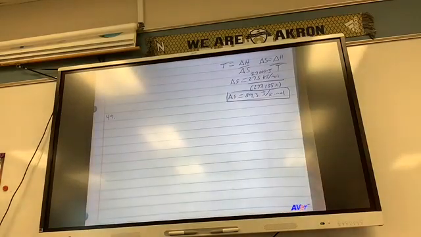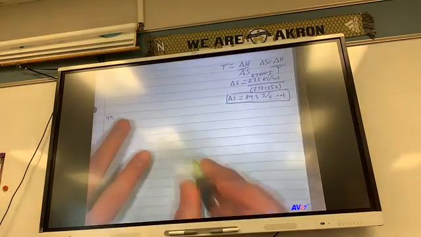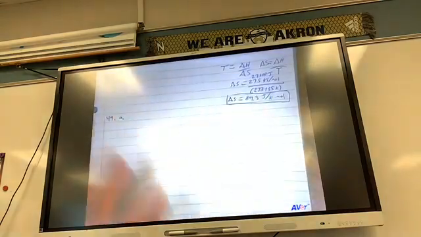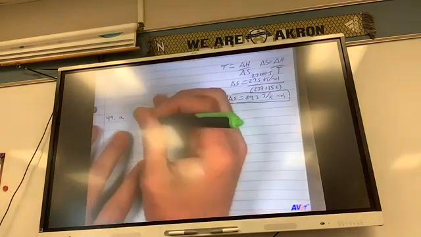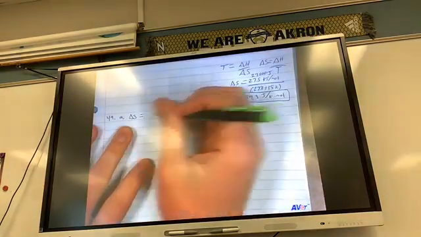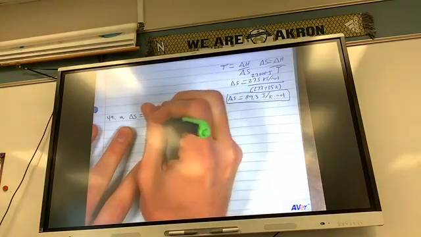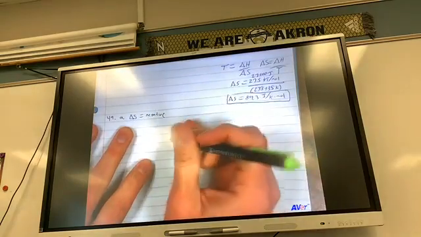Predict the sign of delta S, then calculate delta S for each of the following reactions. So 49. Let's go A. For A, I have 3 moles of gas on the left, and I have 2 moles of gas on the right, and 3 moles of solid. So that should be a negative delta. That means for A, my delta S should be negative.